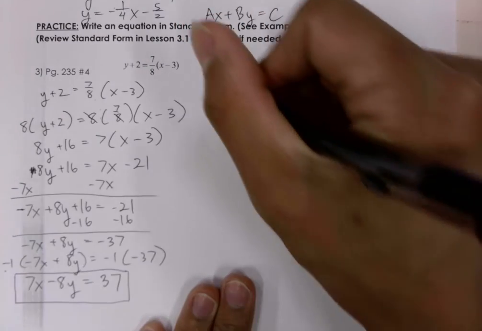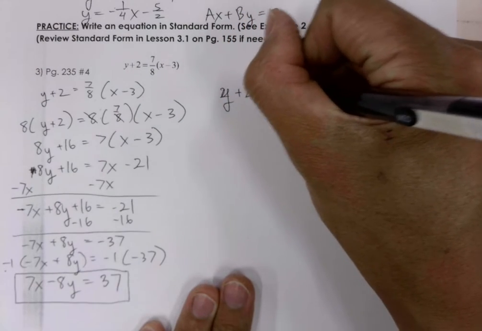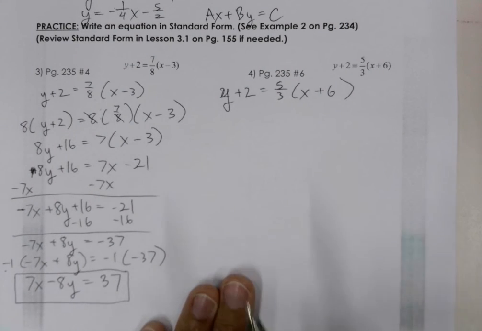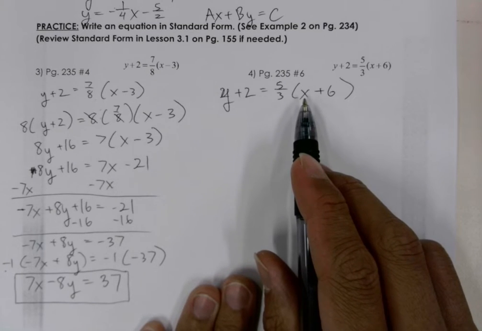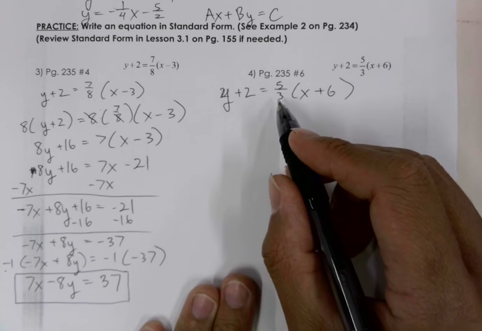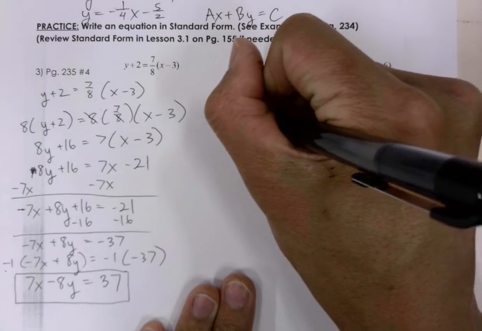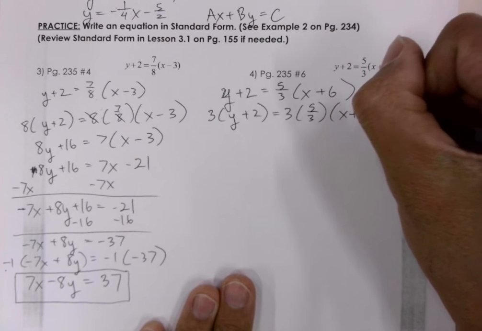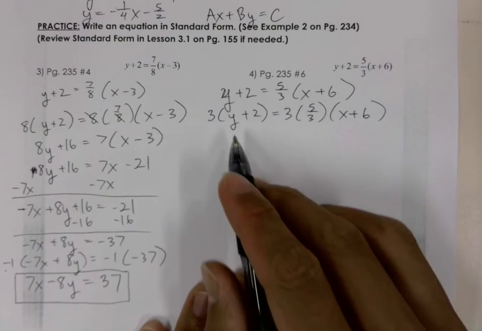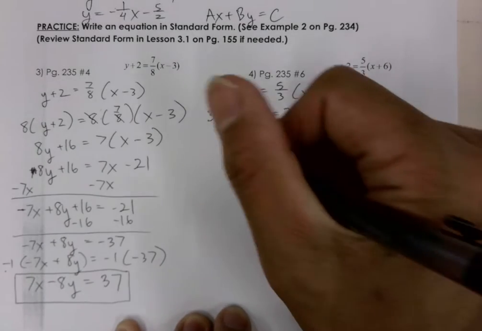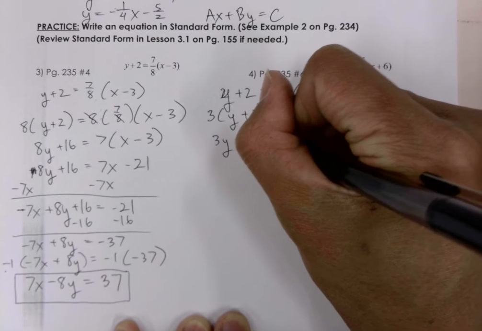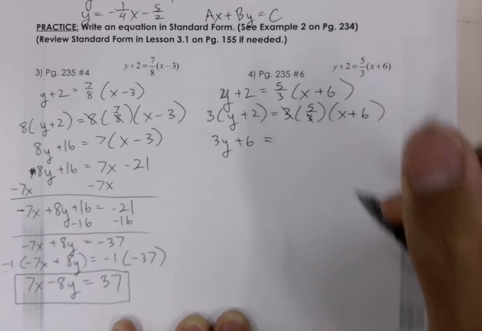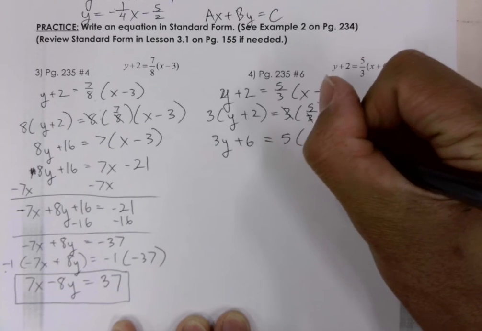We have y plus 2 is equal to 5 over 3 times x plus 6. Our first step will be to get rid of that fraction. We can do that by multiplying both sides of the equal sign by the denominator, 3. And we'll be left with 3 parentheses y plus 2 is equal to 3 times 5 over 3 times x plus 6. On the left side, we'll distribute out the 3 and we'll get 3y plus 6 is equal to, and now when we multiply 3 and the fraction 5 over 3, the 3's will cancel out and we'll just be left with 5 parentheses x plus 6.